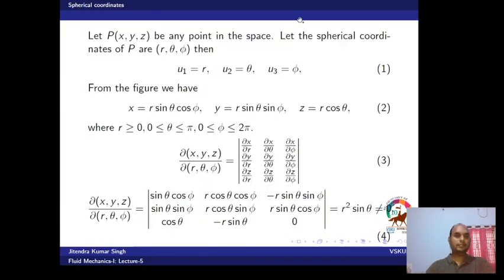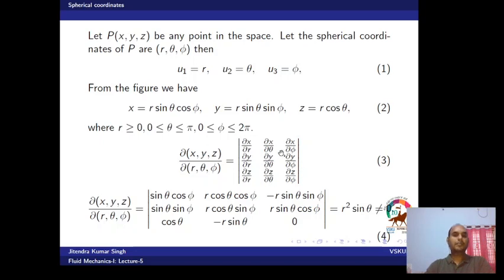Okay, so as I told, let P be a point in space and its spherical coordinates are r, theta and phi. Then u1 is equal to r, u2 is equal to theta, and u3 is equal to phi. From the figure, as I explained, x is equal to r sin theta cos phi, y is equal to r sin theta sin phi, and z is equal to r cos theta. Here r is greater than 0, theta is between 0 to pi, and phi is between 0 to 2 pi. Now we shall find out the Jacobian.